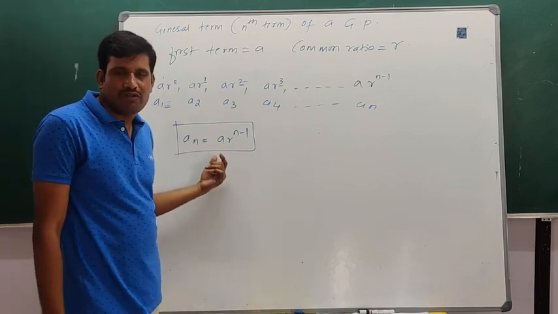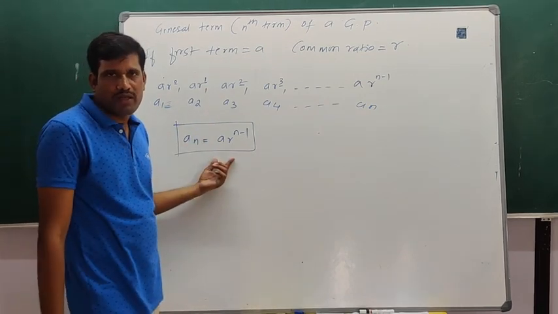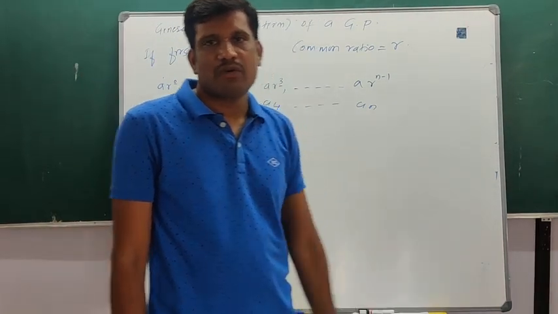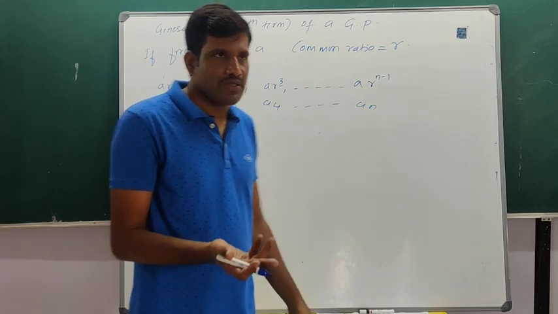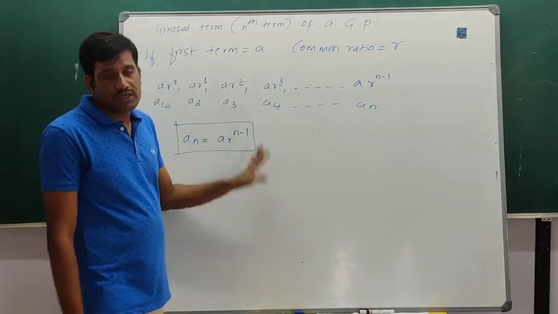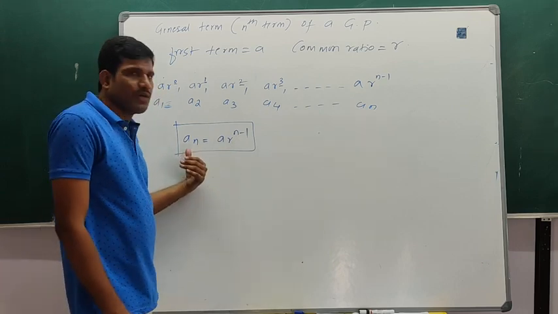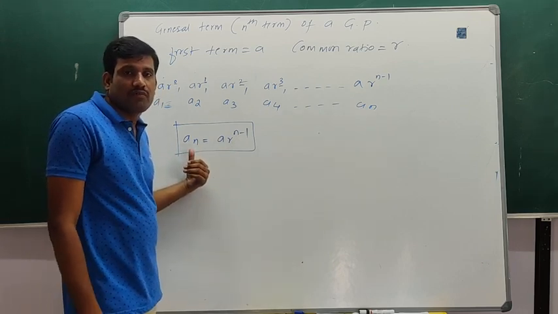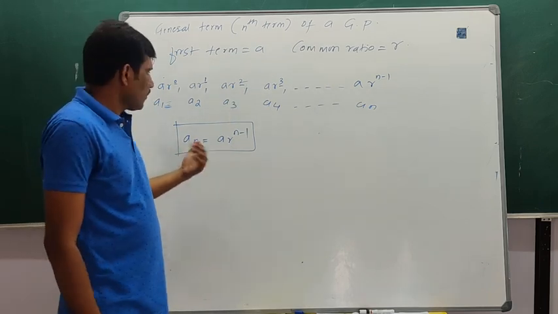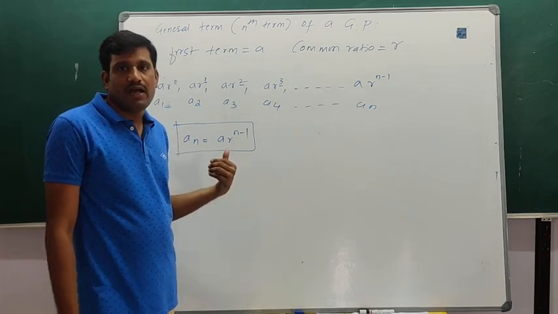What is the use of this formula? Where are we going to use this formula? In order to find the 15th term of a sequence, or the 20th term, or the 100th term, we are going to use this formula. If you put n is equal to 10, we get the 10th term of the given sequence. If you put n is equal to 15, we get the 15th term. What is the given sequence? The given sequence is a GP. So if you put n is equal to 100, we get the 100th term.